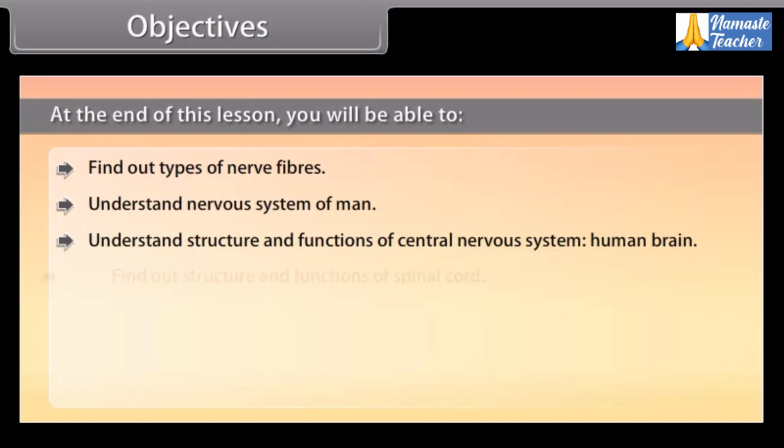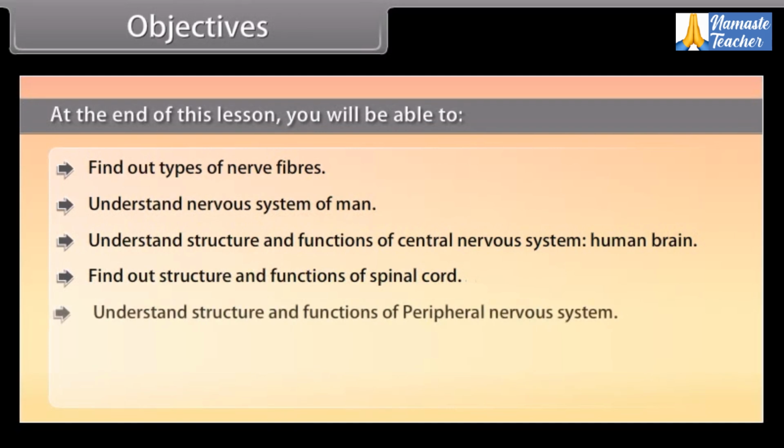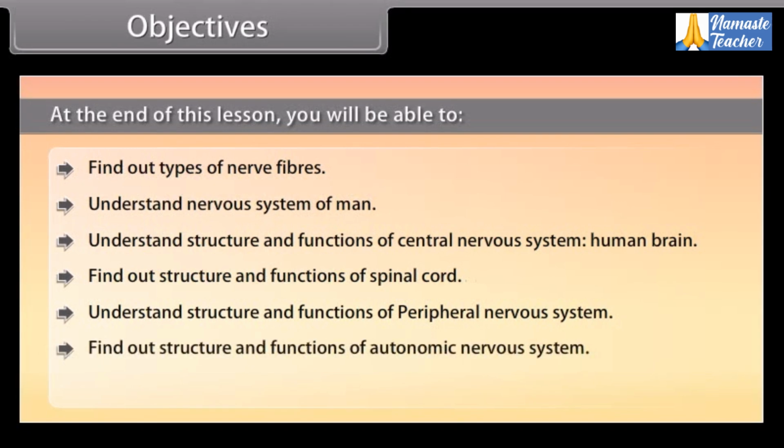find out types of nerve fibers, understand nervous system of man, understand structure and functions of central nervous system, human brain, find out structure and functions of spinal cord, understand structure and functions of peripheral nervous system, find out structure and functions of autonomic nervous system, understand reflex actions.